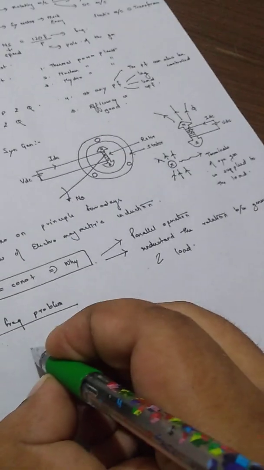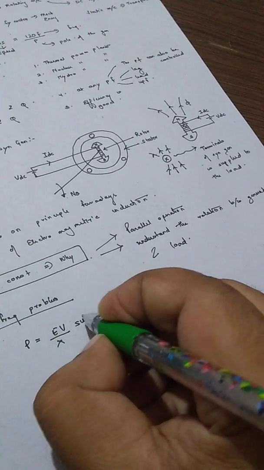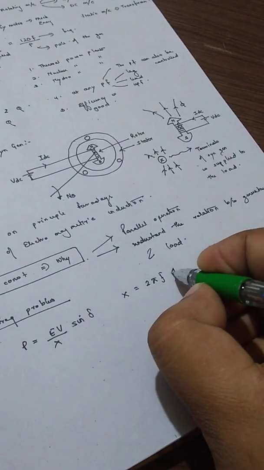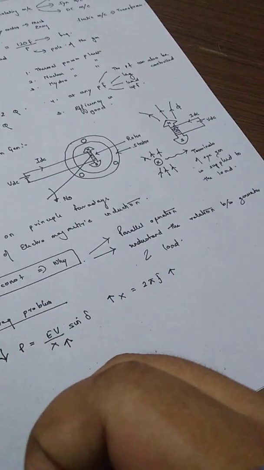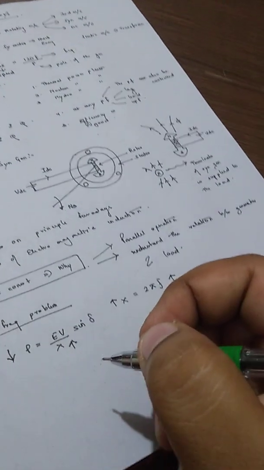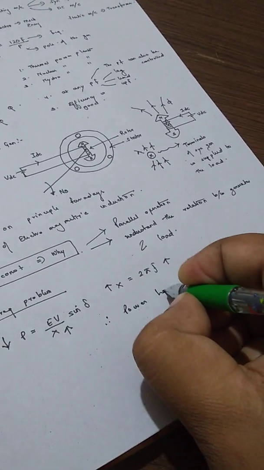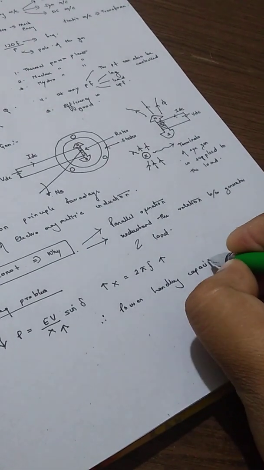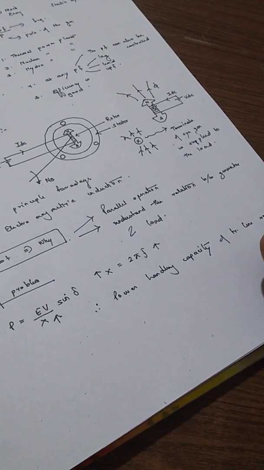Now we'll discuss. We know power is equal to EV by X sine delta, where X is equal to 2 pi F. When F increases, X increases. X increases, power decreases. So the power handling capacity of transmission line reduces.